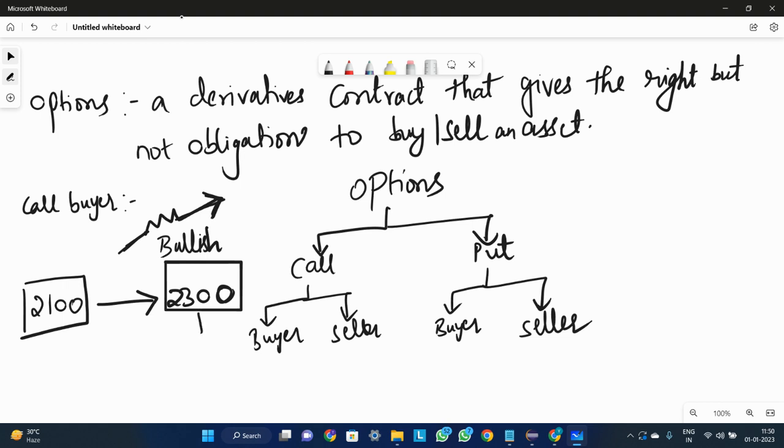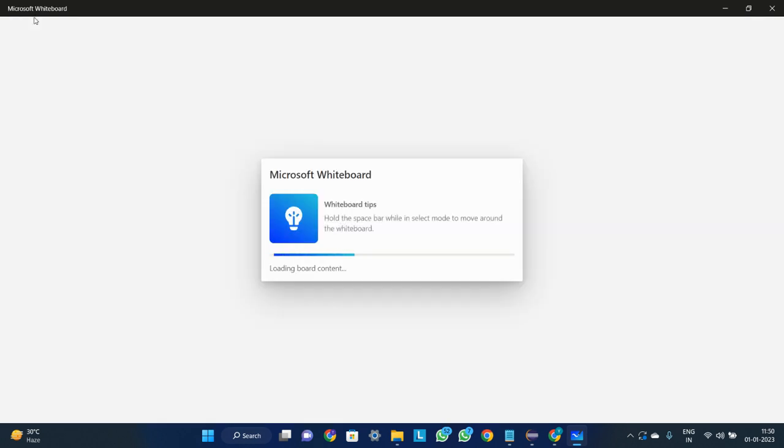So this 2300, where you're expecting your Reliance to land 1 month later, is called the strike price. It is the price at which you want to exercise your option. That means you want to have the right to buy Reliance at 2100, when 1 month from now it is going to trade at 2300, right? Let me go down maybe, or we can just go to a new board.